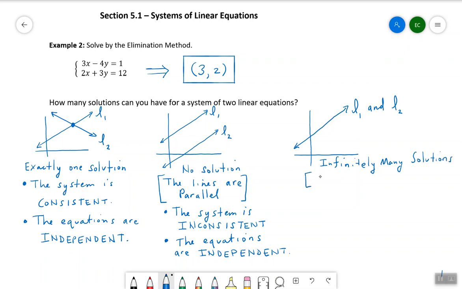We say the lines are coincident, like as in they coincide with each other. And then in this case, the system is consistent but the equations are dependent.